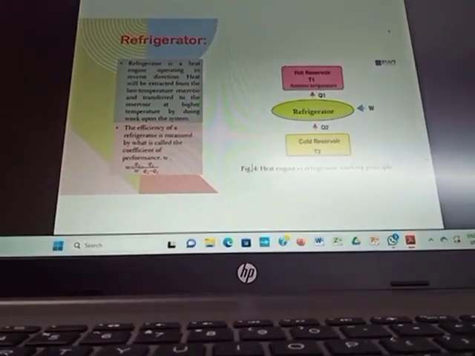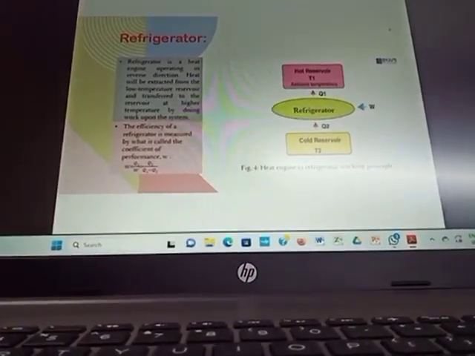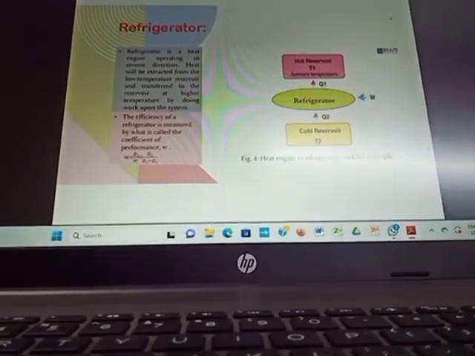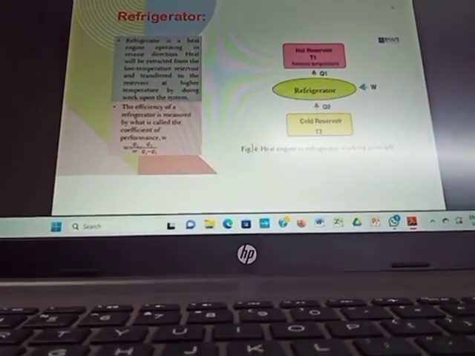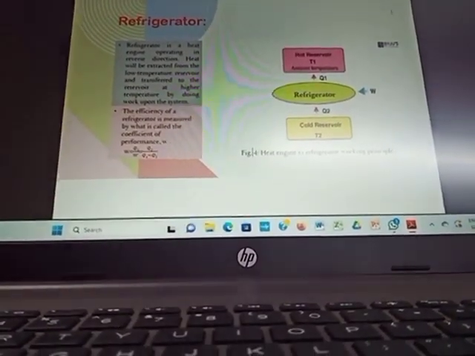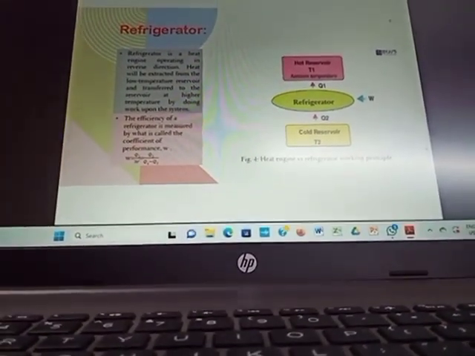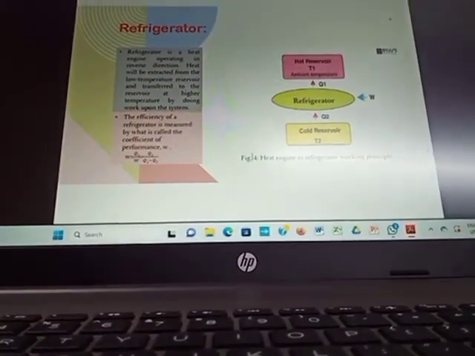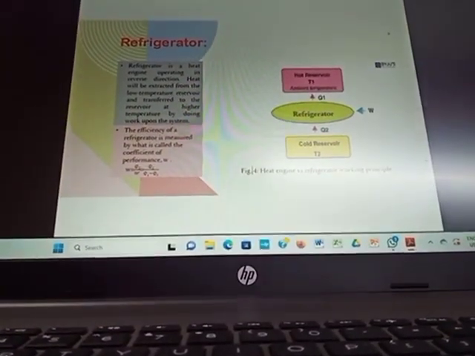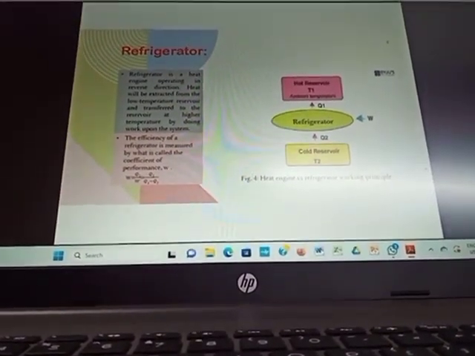Let's discuss the new topic, refrigerator. A refrigerator is a heat engine operating in reverse direction. It is a very familiar topic. Heat will be extracted from the low temperature reservoir and transferred to the reservoir at higher temperature by work done upon the system.